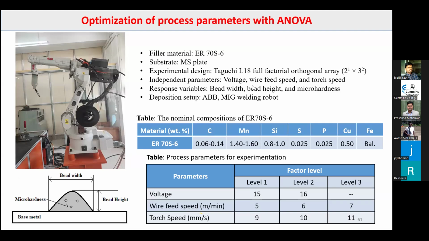The independent parameters were voltage, wire feed speed, and torch speed, whereas the response variables are bead width, bead height, and micro hardness. This is the deposition setup. We have an ABB robot at VNIT, and the MIG welding machine is attached to it. This is the nominal composition of low carbon steel, and this is the matrix where you can see the different levels, level 1, level 2, level 3, for voltage, wire feed speed, and torch speed. These are my dependent parameters, that is bead width, bead height, and micro hardness. So these are the independent parameters, and these are the dependent parameters.